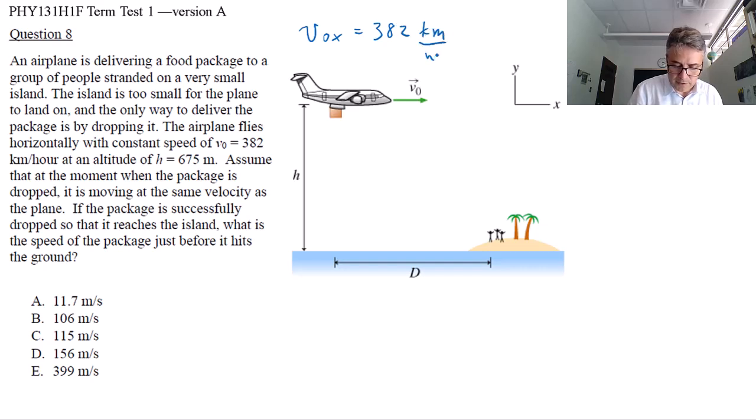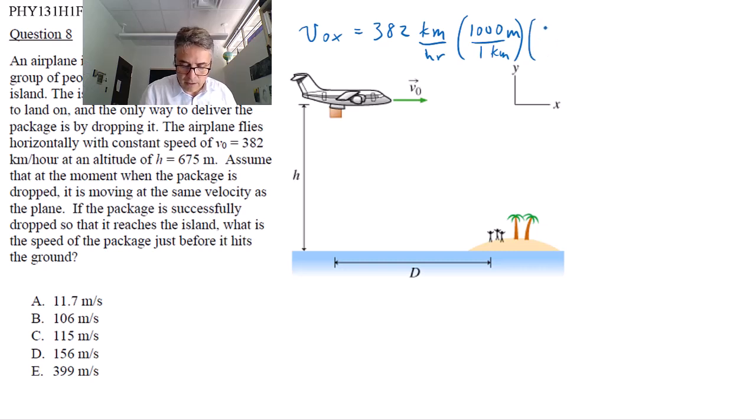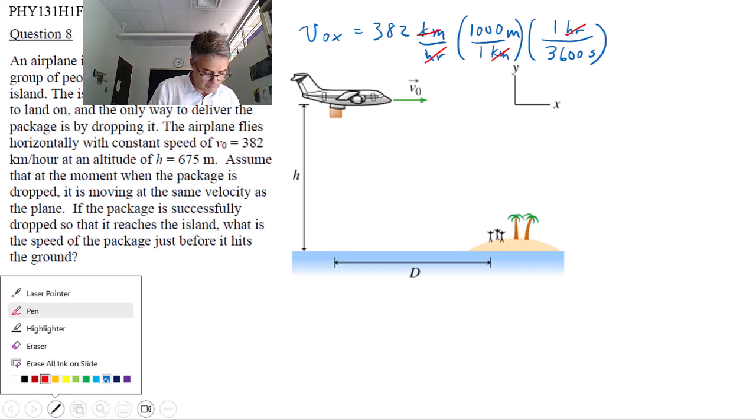Whoa. Okay, so that's actually the first thing I want to change here: 382 kilometers per hour. That's kind of nasty. So what we have to do is convert that. I would do 1,000 meters is 1 kilometer, to cancel the kilometers. And then in terms of hours, you want 1 hour is 3,600 seconds. So the unit kilometer is going to cancel kilometer, the unit hour is going to cancel hour, and we're going to end up with meters per second.